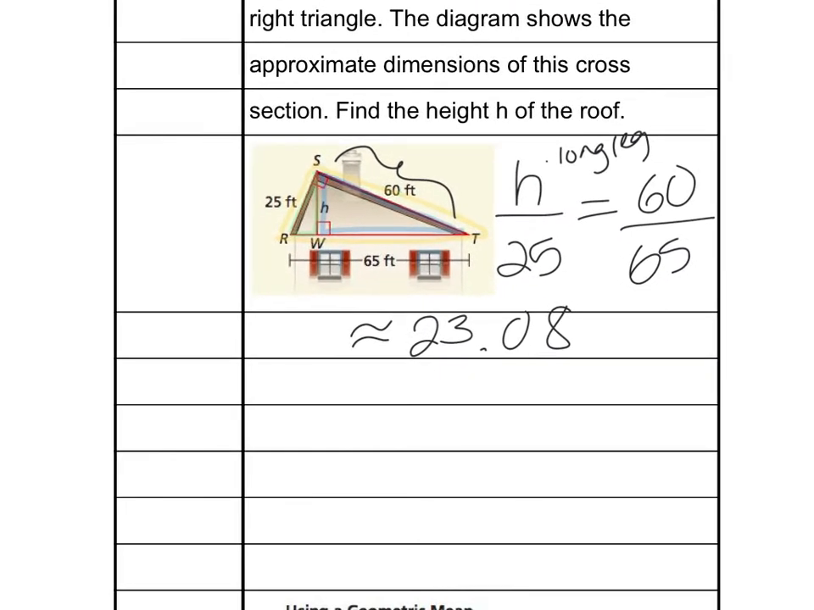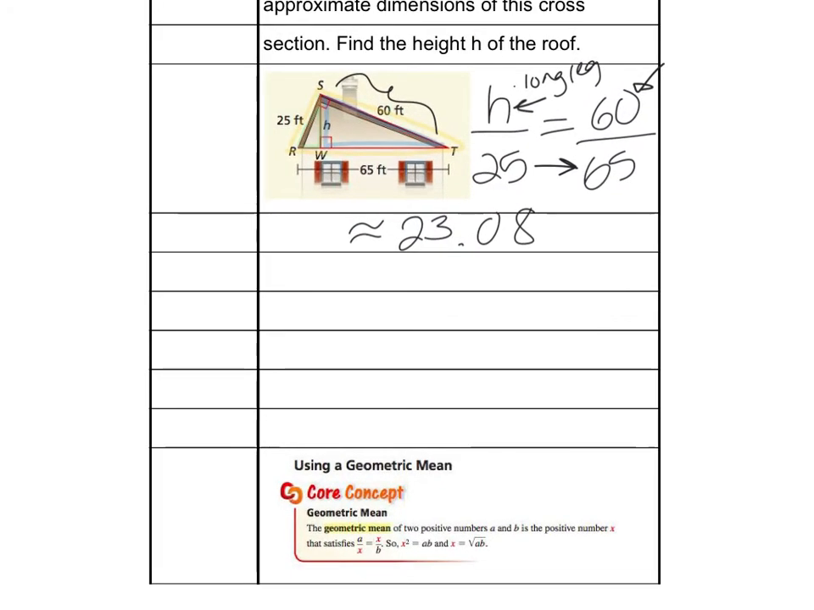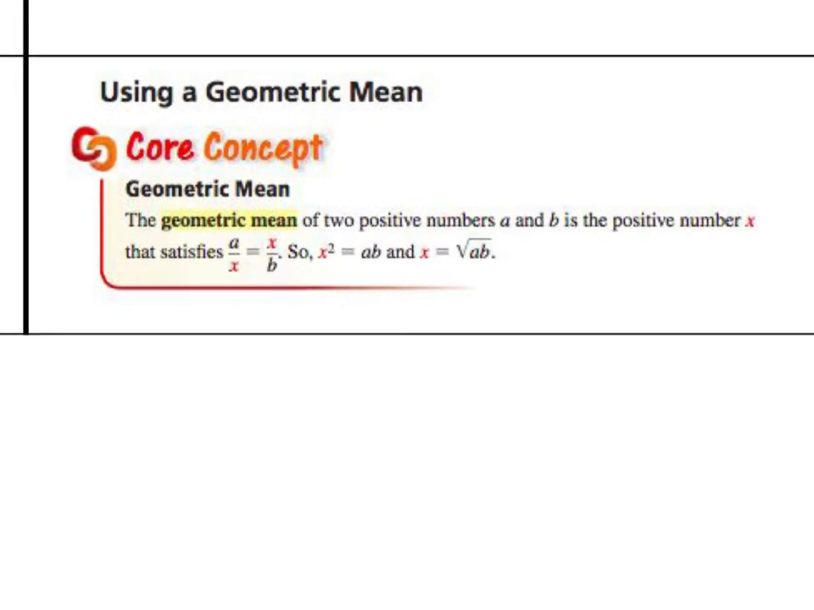It's really important that you make sure you line up the 25 and the 65, which are both the hypotenuse. And then h on the smallest triangle, the altitude, is the longest leg, and on the biggest triangle, 60 is the longest leg, so we have to make sure we line those up.